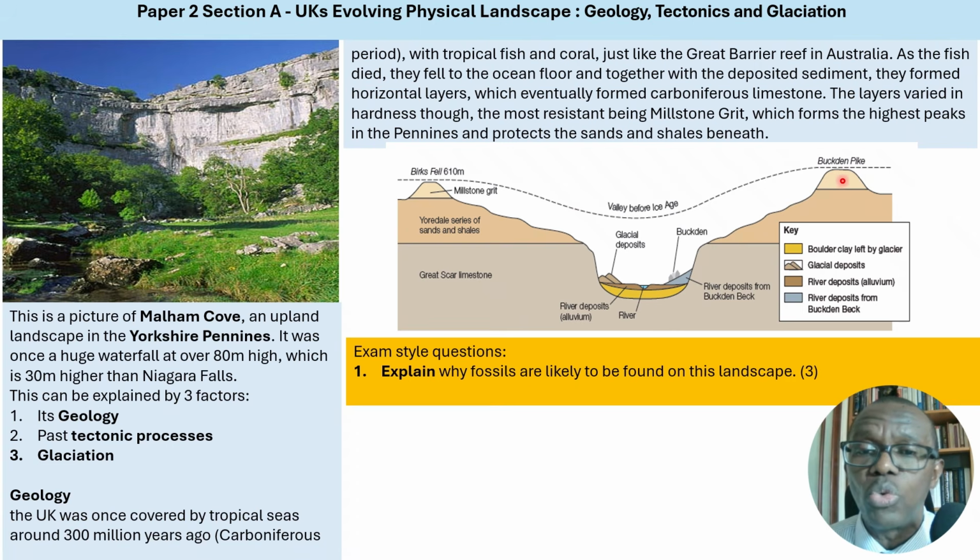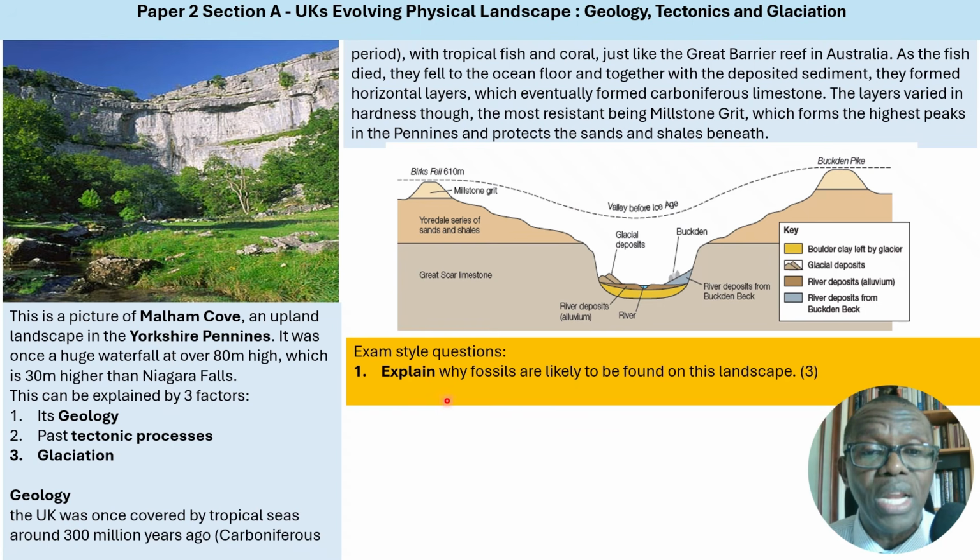So the Millstone grit would be the one that is right at the top here. Yeah, so it's actually shown right here. And then the sands and the clays are below here. So we'll then move on to talk about the tectonic processes and glaciation in a minute. Now, what type of question would you get based on this information?